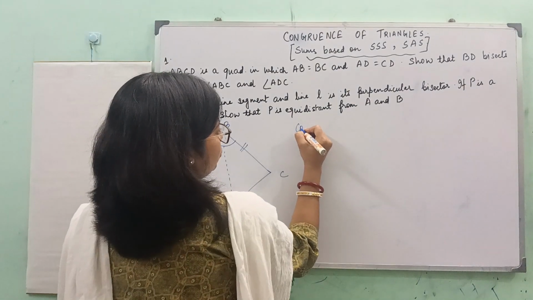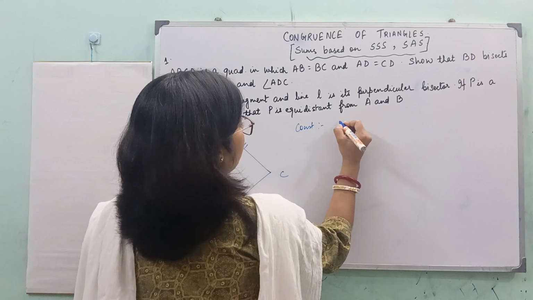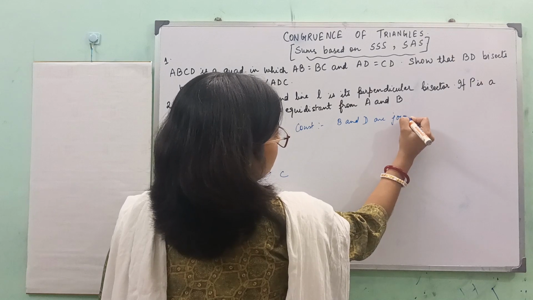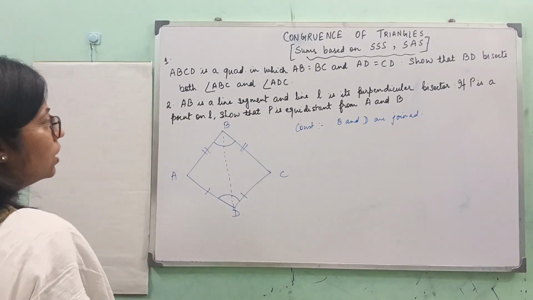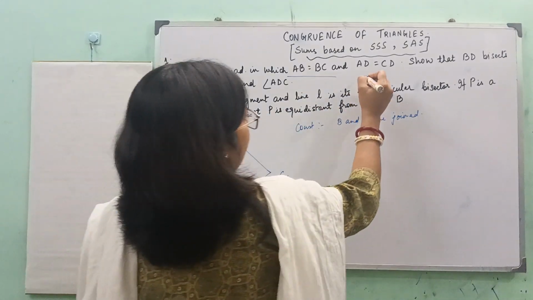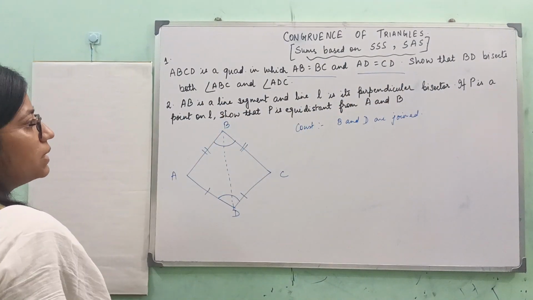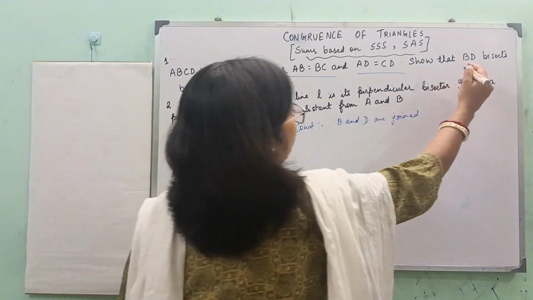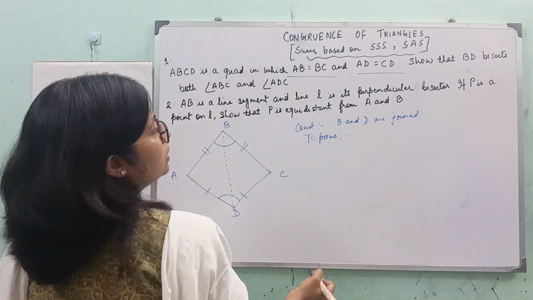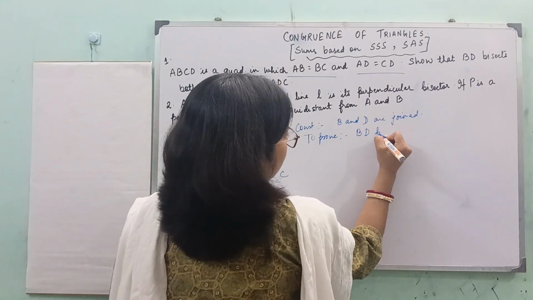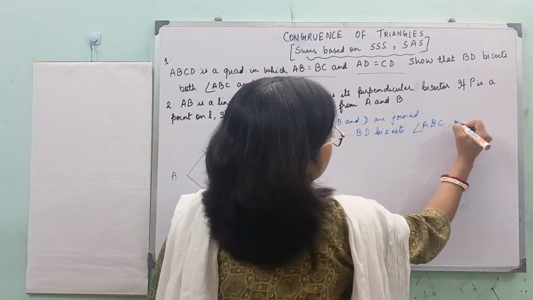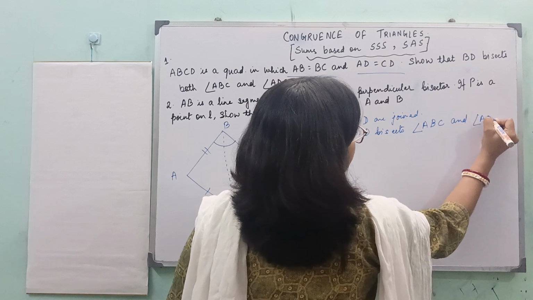So here we have done a construction. What is the construction that we have done? B and D are joined. Okay, so what are the given parts here? AB is equal to BC. AD is equal to CD. These are the given parts. And what is the part to prove? We have to prove that BD bisects angle ABC and angle ADC.